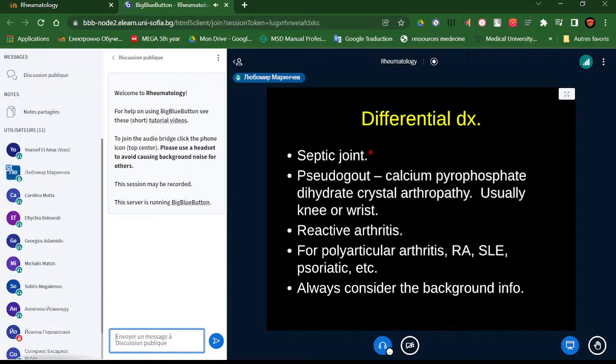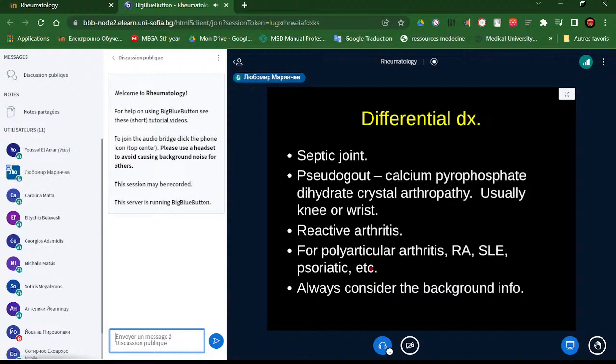You have to make the differential diagnosis with septic arthritis and pseudogout. This is caused by calcium pyrophosphate crystals, and usually pseudogout affects the knee or wrist. You have to make a diagnosis with reactive arthritis. You have to make a diagnosis with rheumatoid polyarticular arthritis, systemic lupus, psoriatic arthritis, etc.